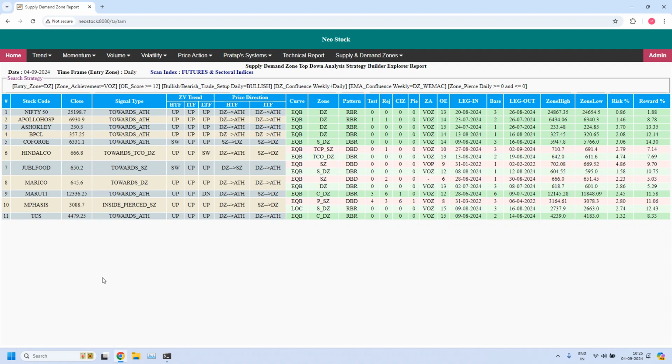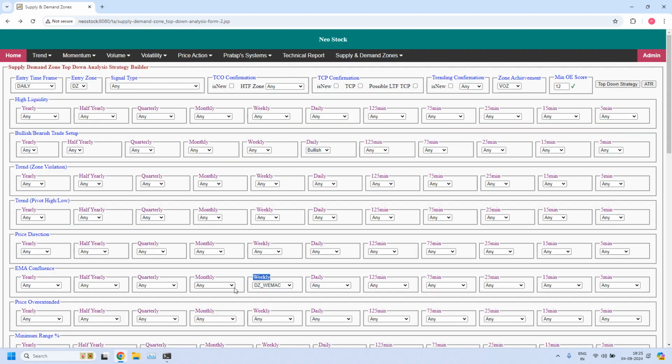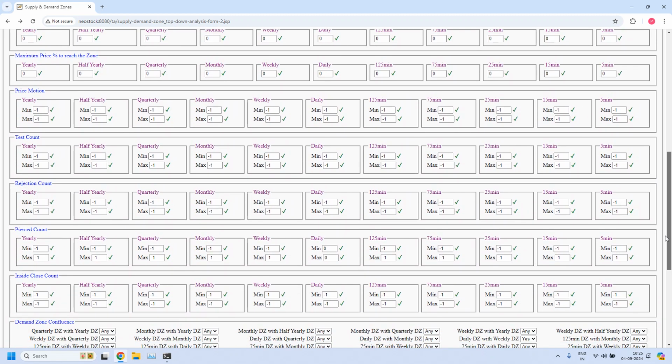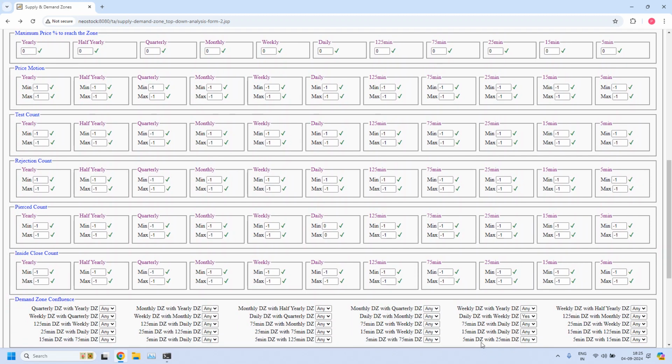Okay, next let us look for LTF, ITF and HTF confluence. I am removing that EMA filter. Now LTF, ITF, HTF, that is daily, weekly and monthly demand zone confluence. Already we have selected daily demand zone with weekly demand zone is enabled.